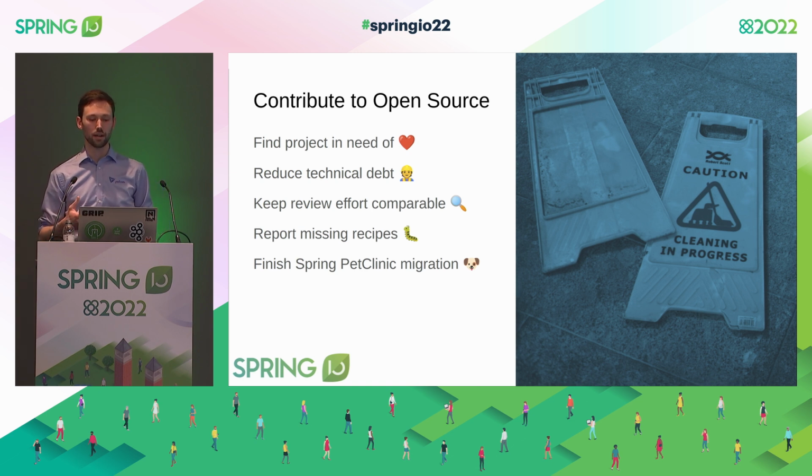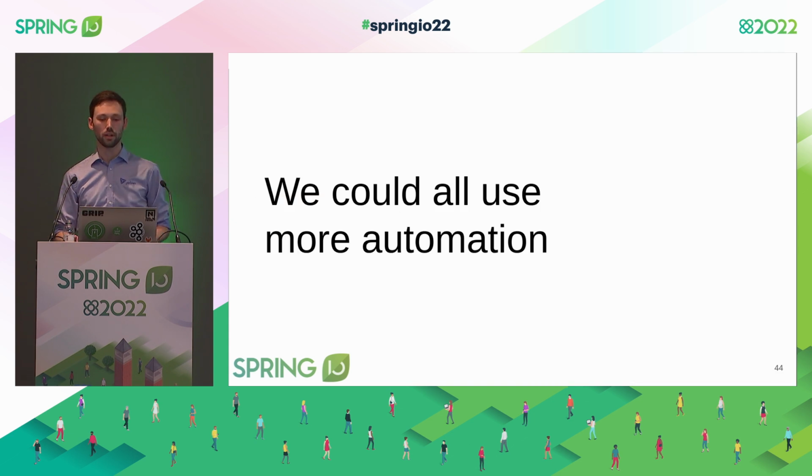Just be sure that the effort you put into a pull request is more than the effort needed to review it. And if you find any migration steps missing, OpenRewrite itself is very accepting of new contributions. The community plays a large role in the development of new recipes. If you apply the recipes you've seen today to the Spring Pet Clinic project, you will find that it itself is not fully migrated. That, to me, is a very clear sign that we could all use more automation.